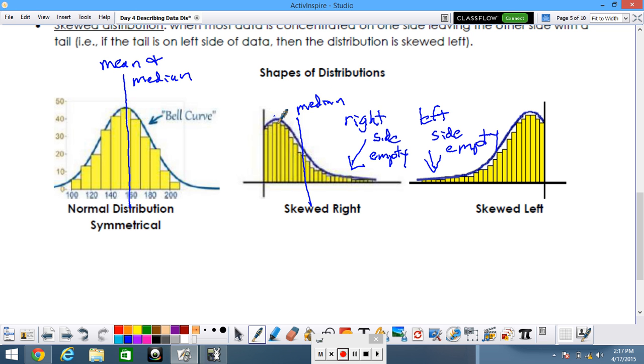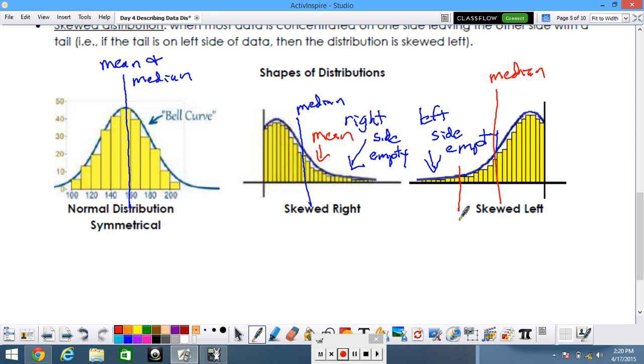But what's going to happen, we can tell that this is the mode, like that's obvious because it's the highest point. The mean is actually going to be, let me switch colors, on this side because we have outliers that are bringing it down. So over here again, obviously this is the mode, it's the highest. The median would be somewhere here.